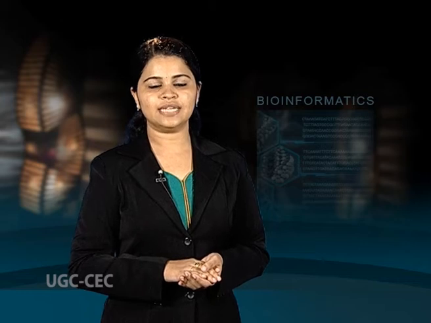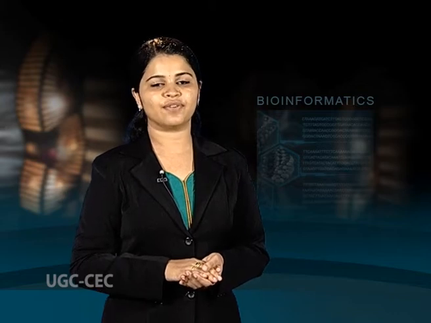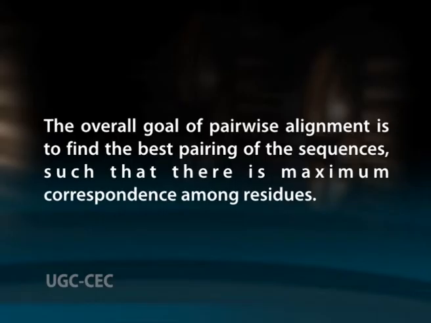Sequence alignments provide a useful way to gain new insights by inferring structural and functional properties of a novel protein from comparisons to those that have been well studied. The overall goal of pairwise alignment is to find the best pairing of the sequences such that there is maximum correspondence among residues. To achieve this goal, one sequence needs to be shifted relative to the other to find the position where maximum matches are found.